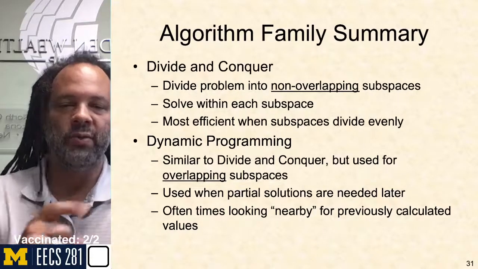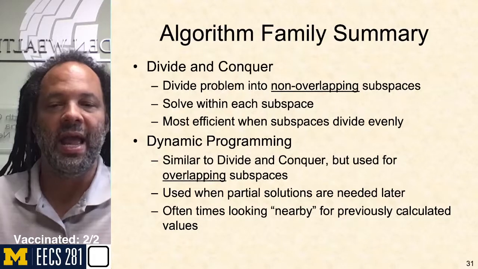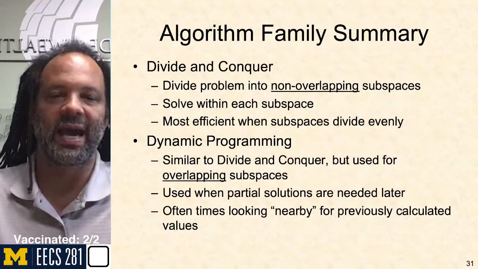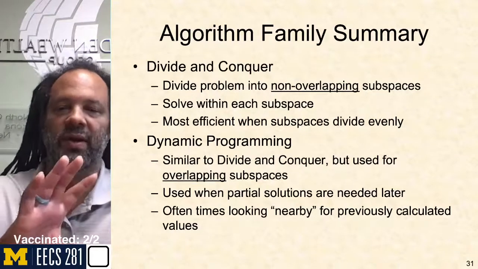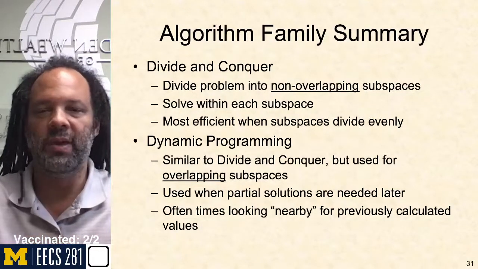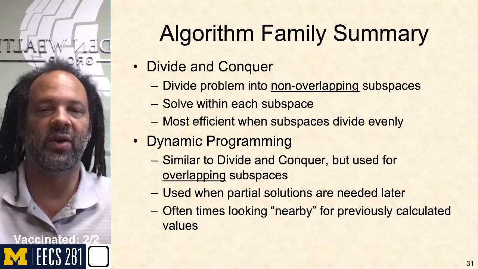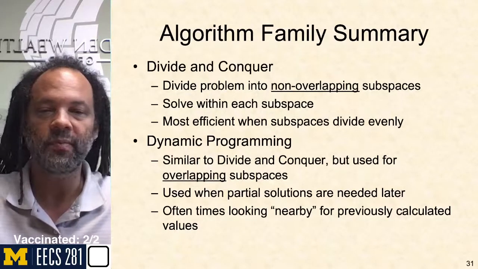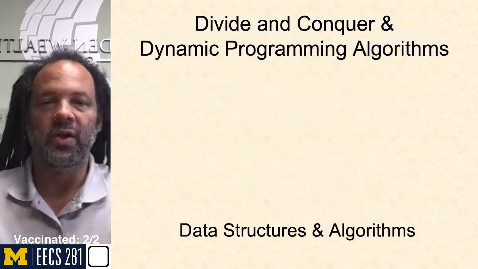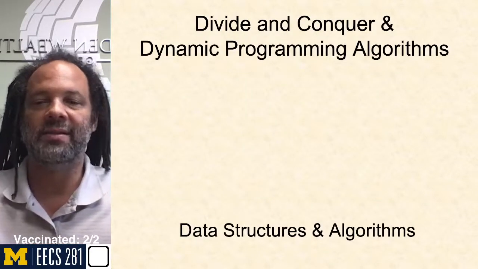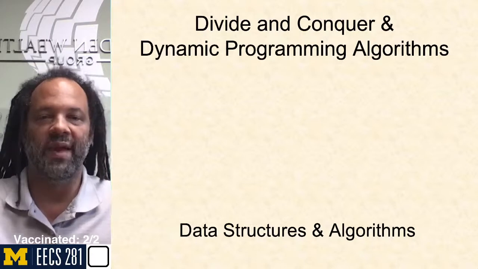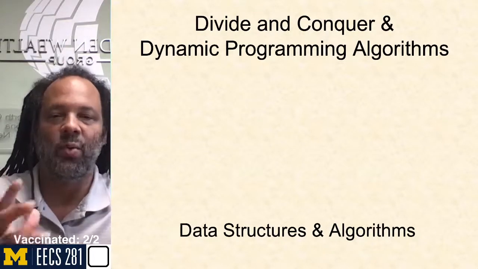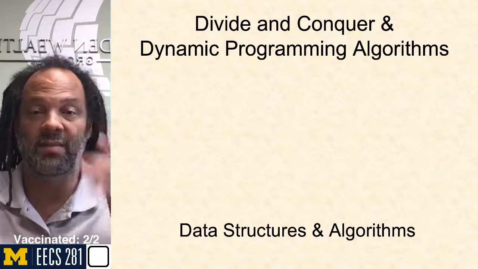So we only can use this when I've got partial solutions needed later, and oftentimes I'm looking nearby for previously calculated values. If that's not super clear, don't worry. It will be when we talk about DP in its very own lecture coming up in the next couple of days. All right. So there's my subdividing pair of algorithm families. Both of these take the bigger problem, make it smaller problems, and they work on different kinds of dividable problems.